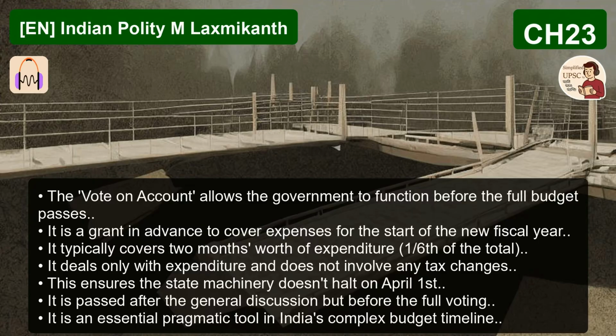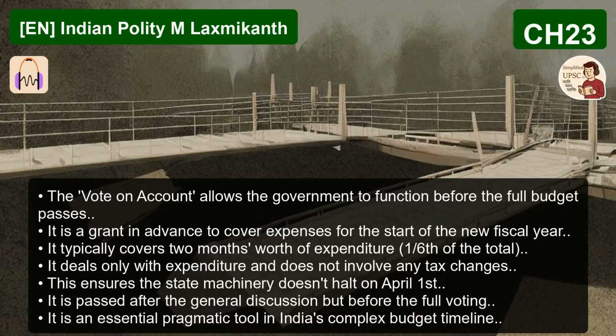Perfect analogy. And the consequences follow that logic. If a censure motion passes, the council of ministers does not have to resign, though it's a huge political blow. But if a no confidence motion passes, the entire council of ministers must resign. They have lost the confidence of the Lok Sabha, their core democratic mandate.